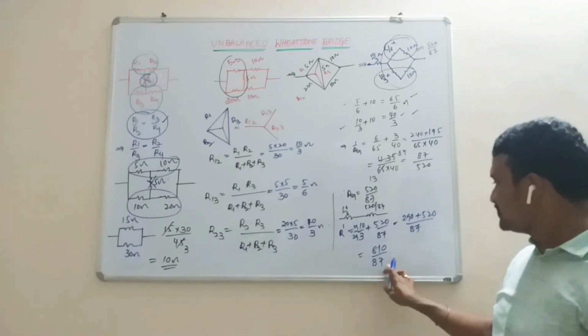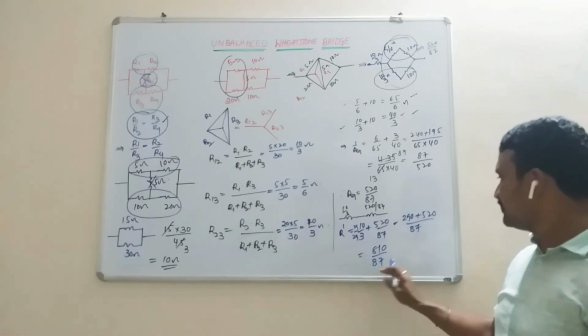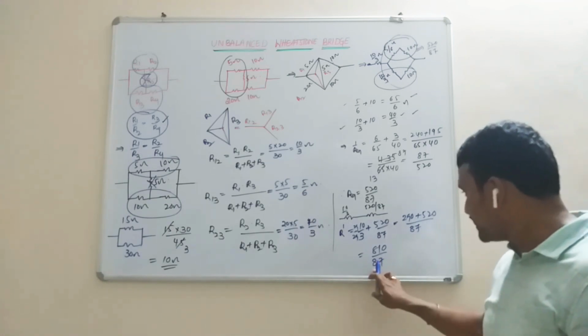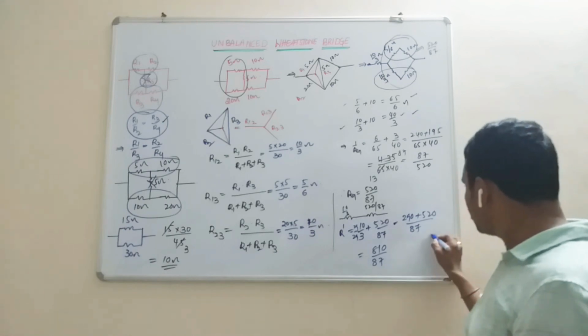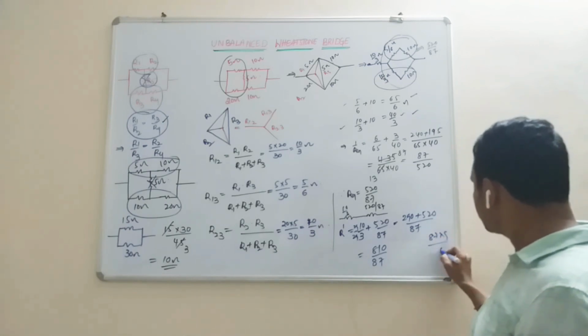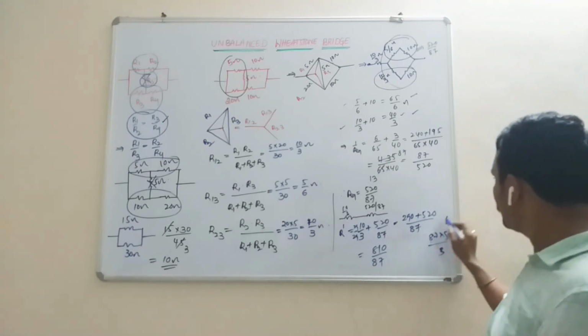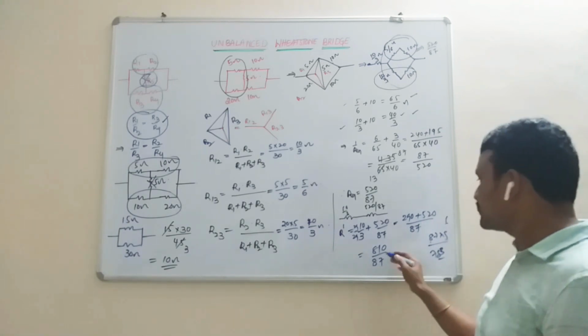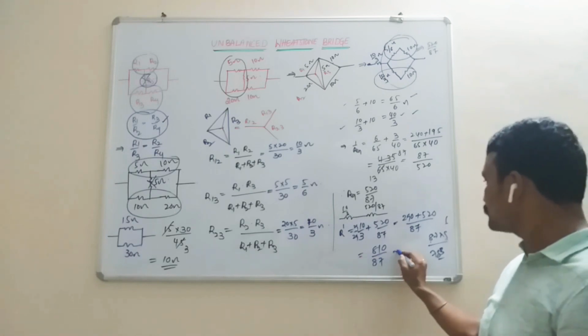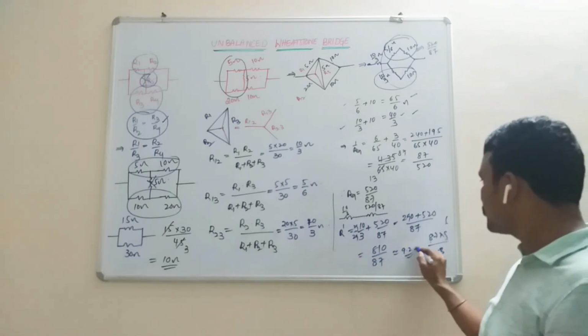So 9 into 87 is 783. So it's close to 9, more than 9. So this is close to 9.2 or 9.3 ohms approximately.